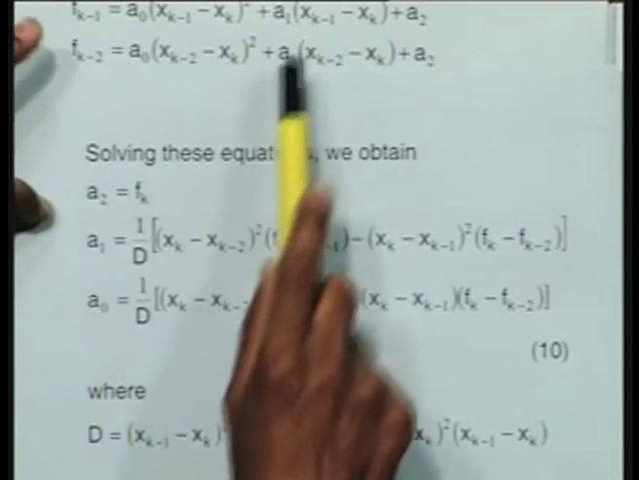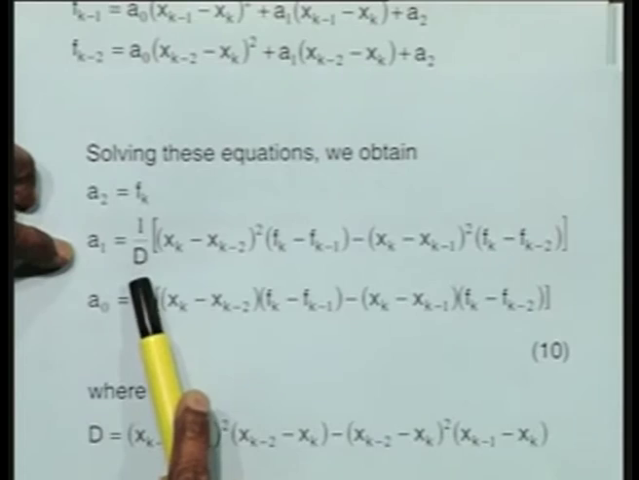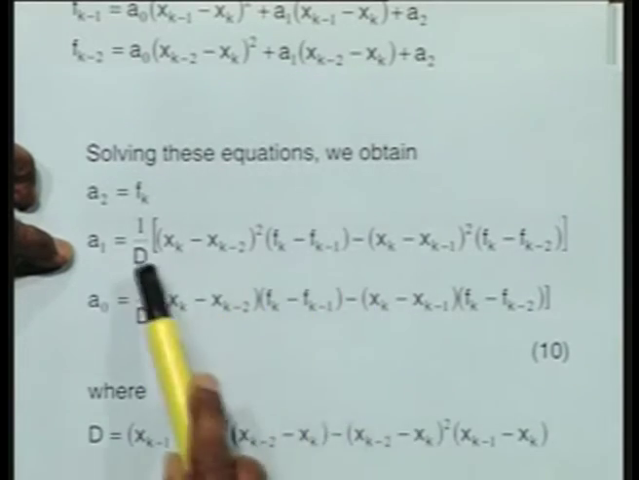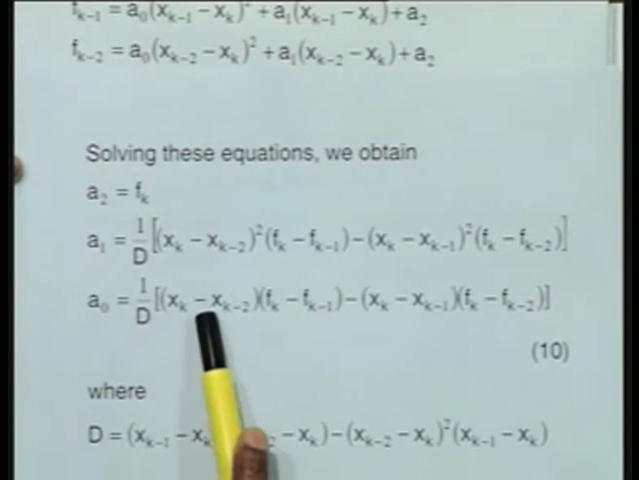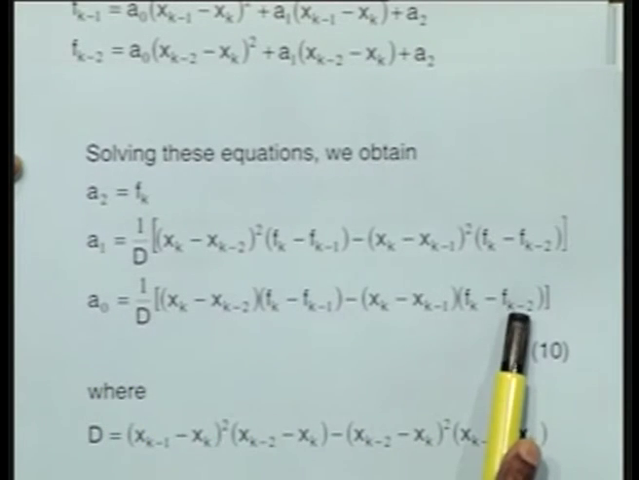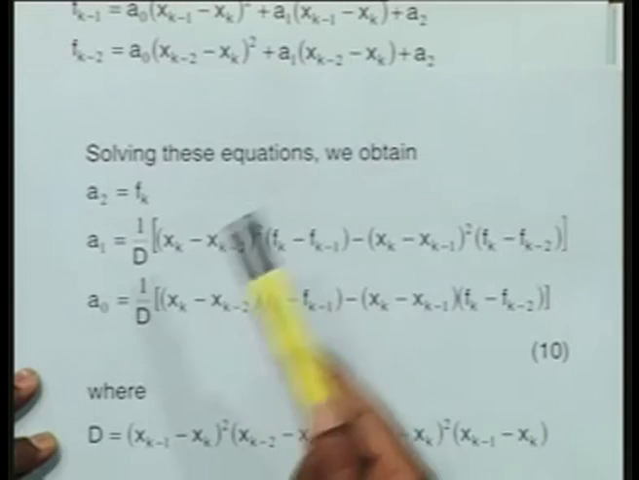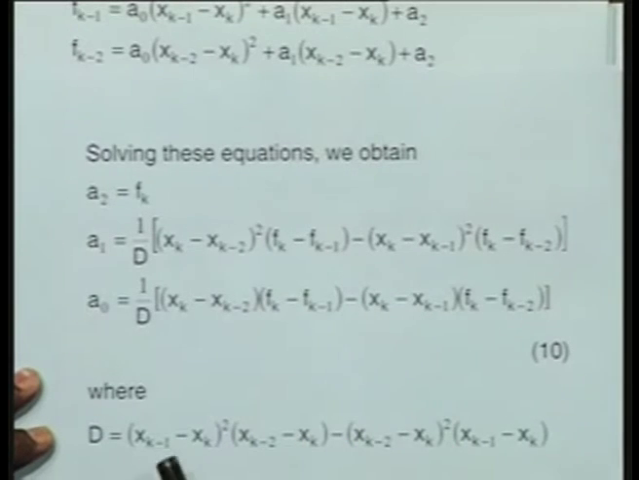Therefore I can find out A1 as 1 upon D, by using Cramer's rule. I have evaluated the numerator, and similarly I evaluate for A0; this is the numerator that comes from there, simply using Cramer's rule for a 2 by 2 system of equations. Therefore I am able to determine the constants A0, A1 and A2 very easily by assuming the polynomial in the special form that we have taken there.